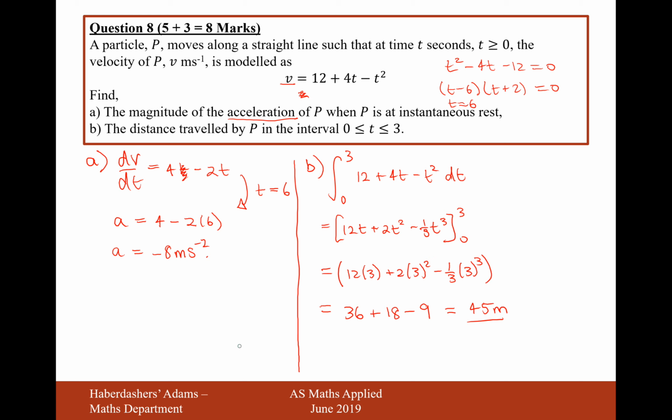Just a reminder of what we've done here. We have distance, we have velocity, we have acceleration. You differentiate to get from one to the other, and if you want to get back from one to the other one, you just do the reverse of differentiation, which is integration. That was the essential part of this question here. So there we are, that's 8 marks in total for this question here.